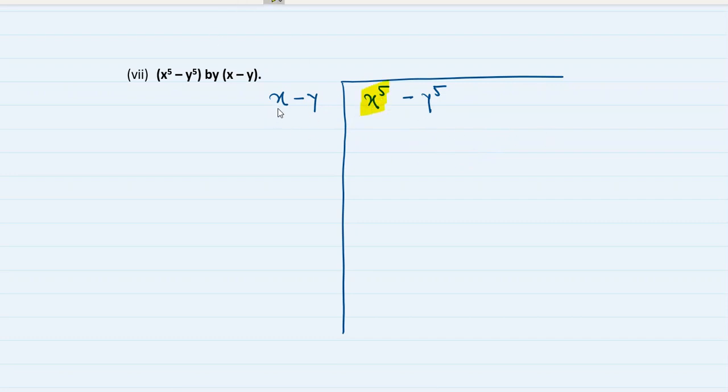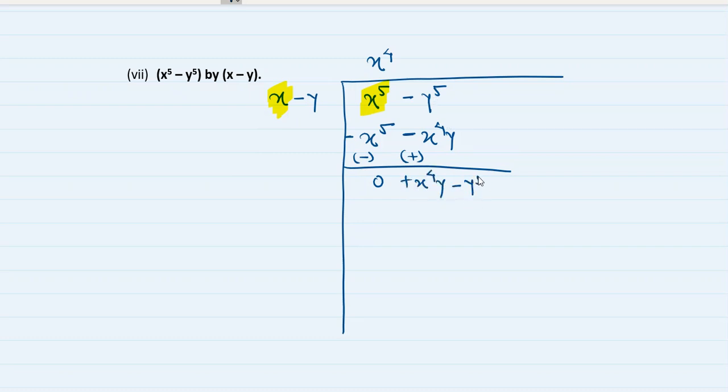The first term is x raised to 5, the first term is x over here. If you divide them, you get x raised to 4. x raised to 4 multiplied by x is x raised to 5. x raised to 4 multiplied by minus y is minus x raised to 4y. Here you put minus sign, here you put plus sign. So this will become 0. This will become plus x raised to 4y minus y raised to 5.